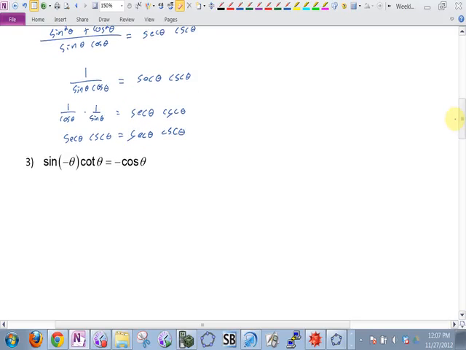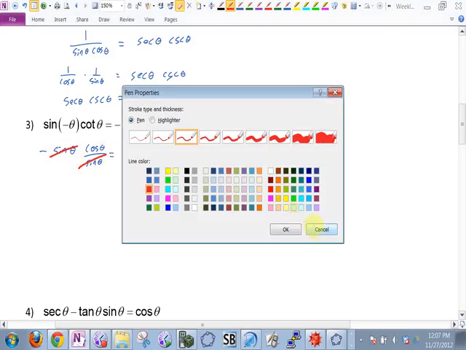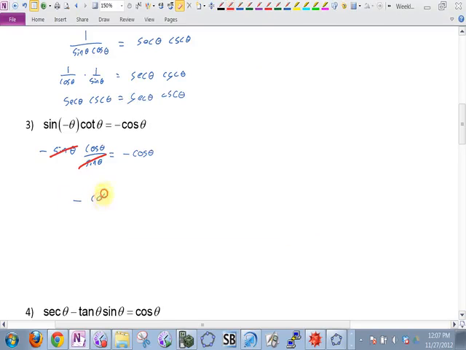Number 3, we have sine of negative theta. First thing I'm going to do is use my odd function identity, which lets me rewrite that as negative sine theta. I'm also going to rewrite cotangent as cosine over sine. Here the signs cancel, and so we end up with just negative cosine.